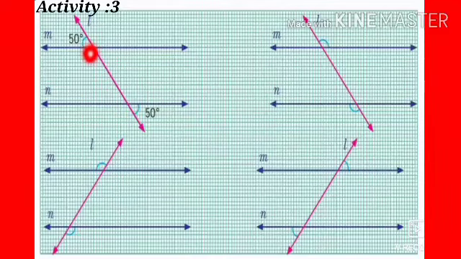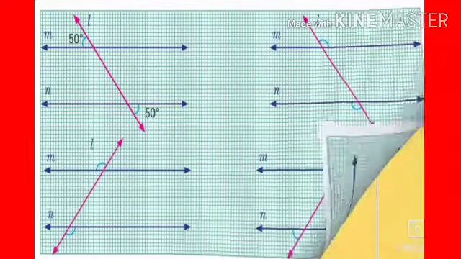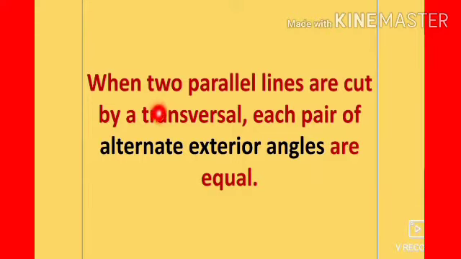And here this is similar in the rest of the examples given here. From the above activity, we can conclude that when two parallel lines are cut by a transversal, each pair of alternate exterior angles are equal.